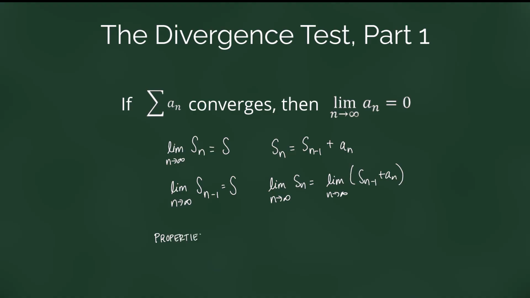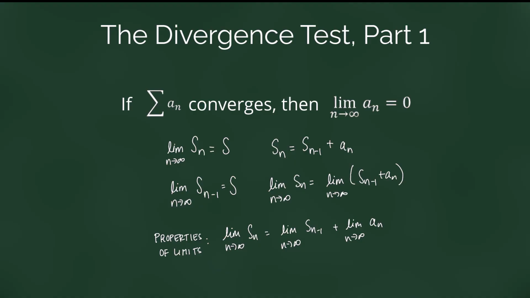In particular, we can use the fact that the sum of the limits is the same thing as the limit of the sums to say that the limit as n approaches infinity of s sub n is equal to the limit as n approaches infinity of s sub n minus 1 plus the limit as n approaches infinity of a sub n.